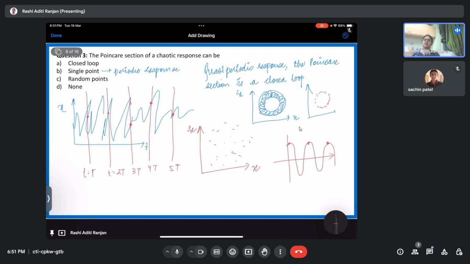And that is the reason that a chaotic response is going to show random points. However, there is one thing I would like to mention: it is not necessary that random points always show the existence of chaos. You are going to study it further that if my system has damping present in it, then the Poincare section is going to show me the presence of an attractor known as the strange attractor.